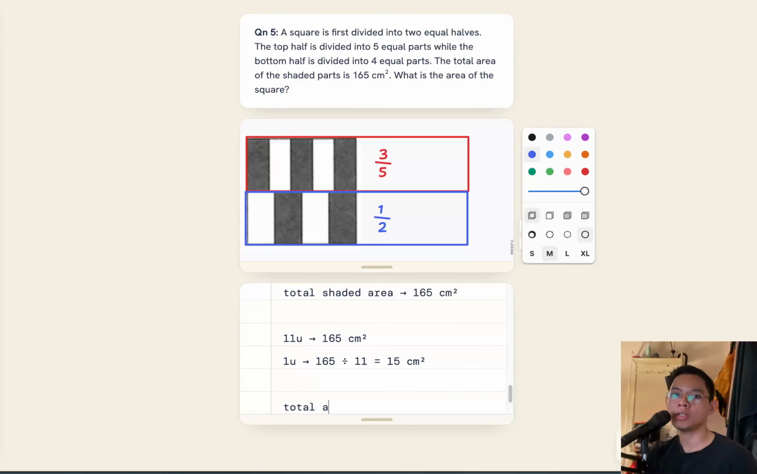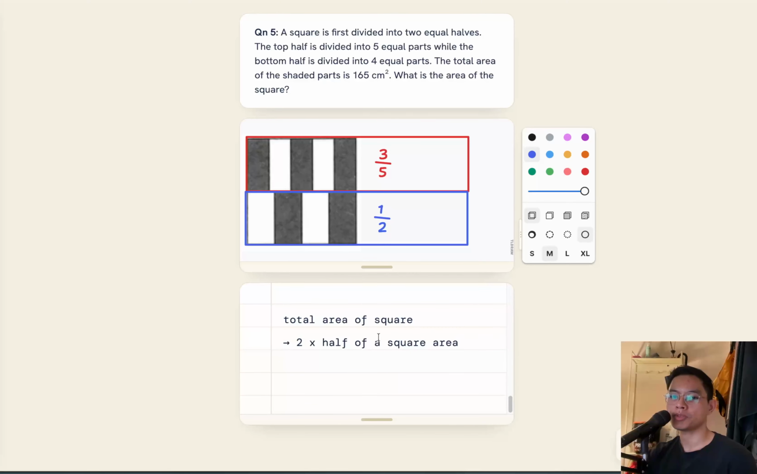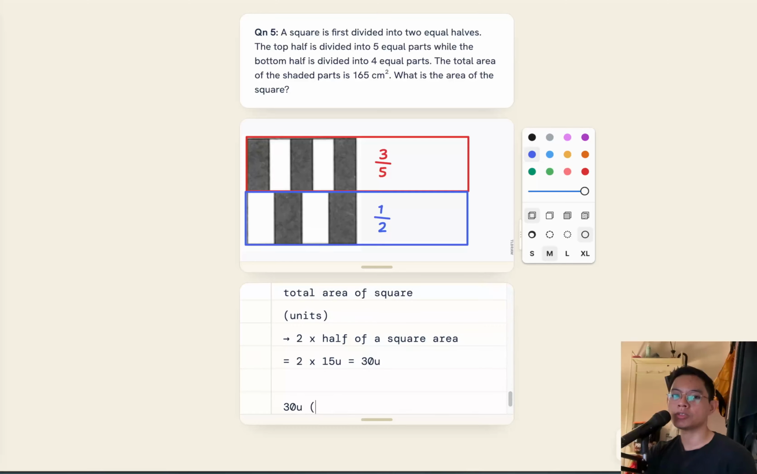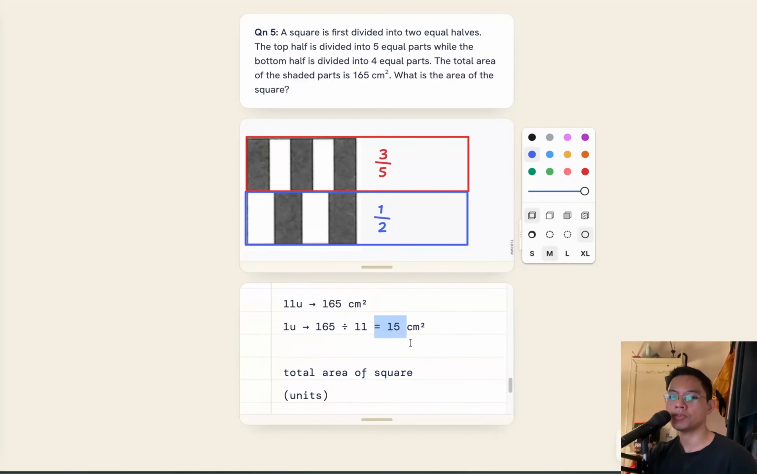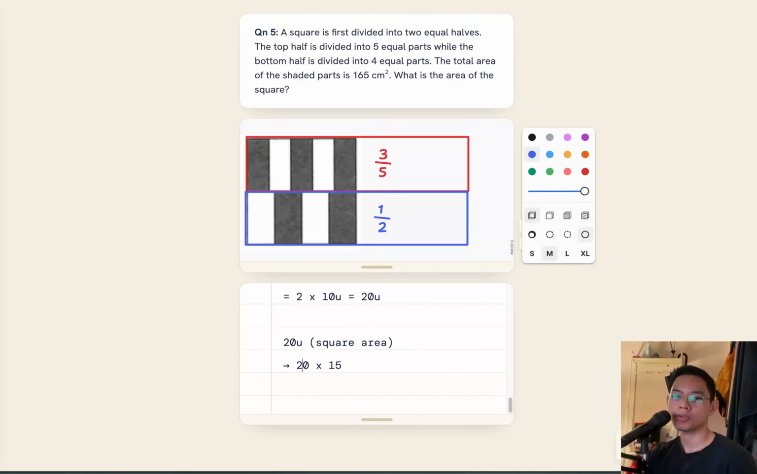So the total area of the square is basically 2 times half of the square area. So in units, that is equal to 2 times 15 units, 30 units. Sorry, 1 unit is 15, so it's 2 times 10 units, not 15 units, so it's 20 units. So that means 20 units for the square area would then be equal to 300 centimeters squared. There you go, so that's the answer.